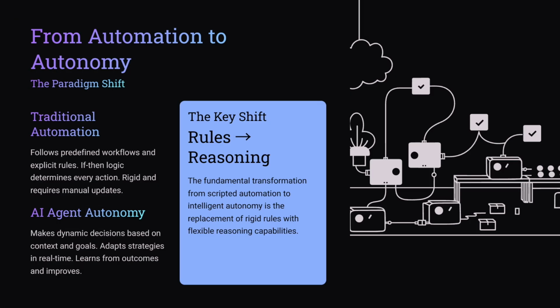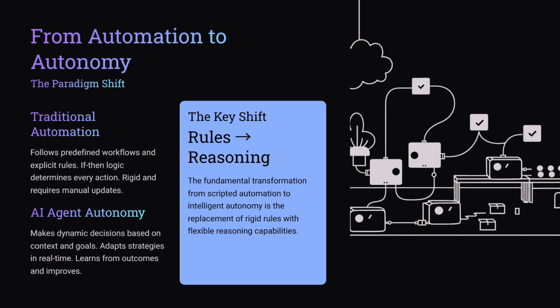Let me ask you something. If you had to automate your office work 10 years ago, what would you build? You would write rules. If this happens, do that. If condition A, execute B. If input equals X, output Y. That is traditional automation. Rigid, predictable, deterministic, and it works beautifully until something unexpected happens. That is where automation breaks.